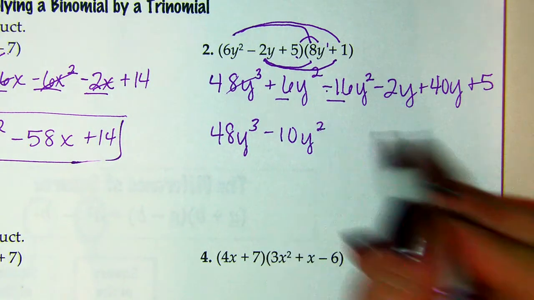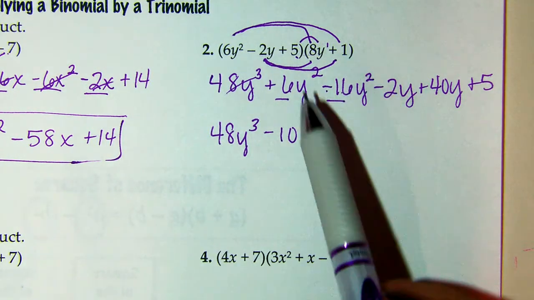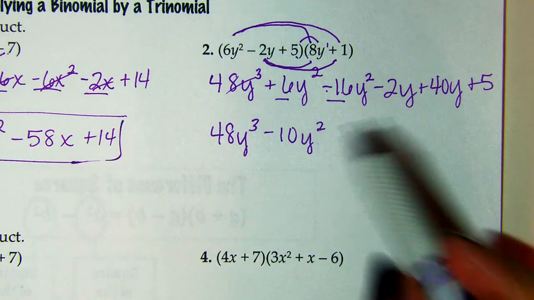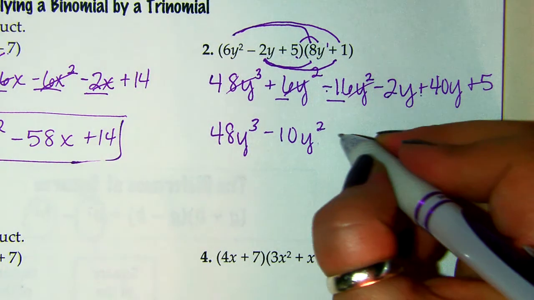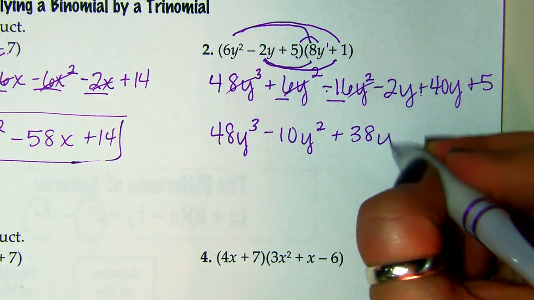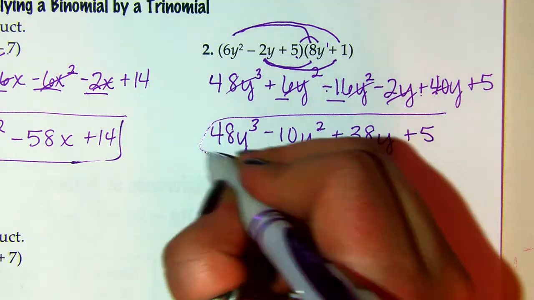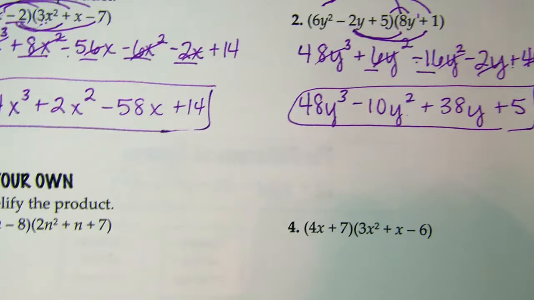Exponent isn't changing anymore. So up here, when we multiplied, we were adding the exponents. Down here, we're just combining the like terms, so the exponents are not changing. Go down to the y's. Negative 2 plus 40 is positive 38y. And then the 5 doesn't match anything, so it stays the same. And then these on your own problems you'll have after the video.